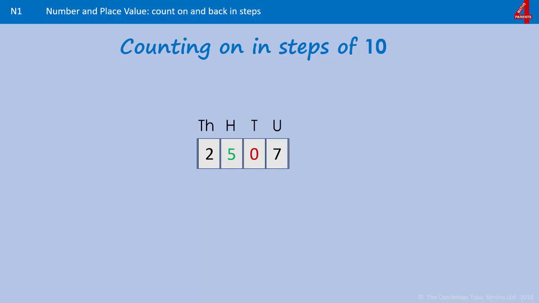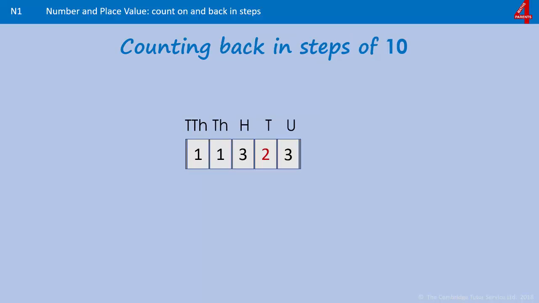2507. And as we add on more tens, just the tens column will change until that goes back up where we need to change it from a 9 to a 0.